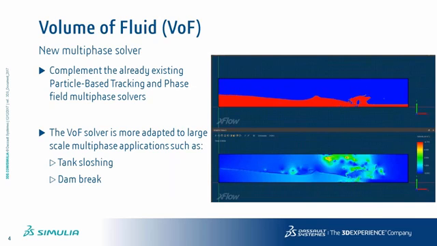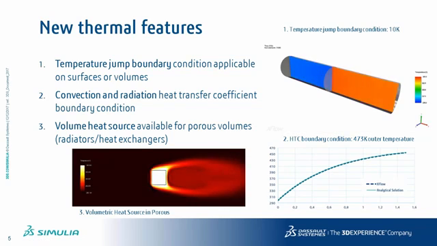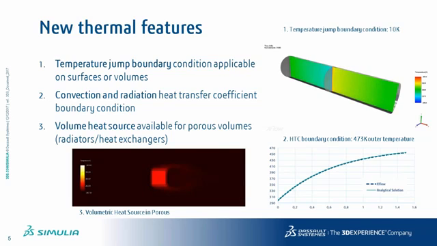Now if we move from multi-phase to thermal simulation, we have a bunch of new developments in the thermal solver. We start with the top one, number one, in the video that you can see on the right-hand side of your slide. There we have one of the new boundary conditions, a temperature jump. We have something similar in pressure, a pressure jump condition, so we ported that into the temperature field.